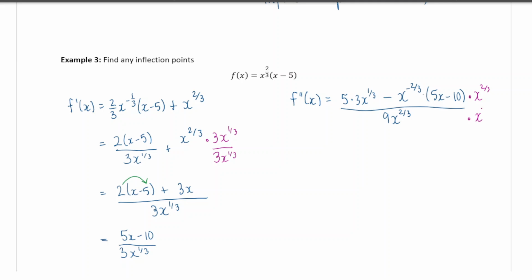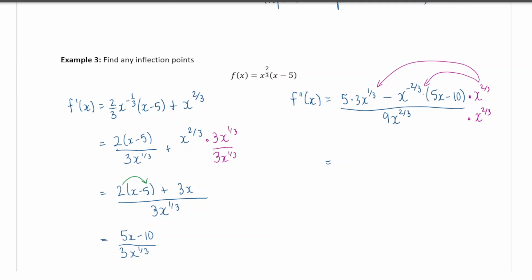Now I'm allowed to do this because I'm just multiplying by 1 essentially, but what this is going to do is cancel that out and make that into an x. So you can do this to cancel out any negative powers if you ever end up with them in your denominator or numerator. It's a useful little trick.